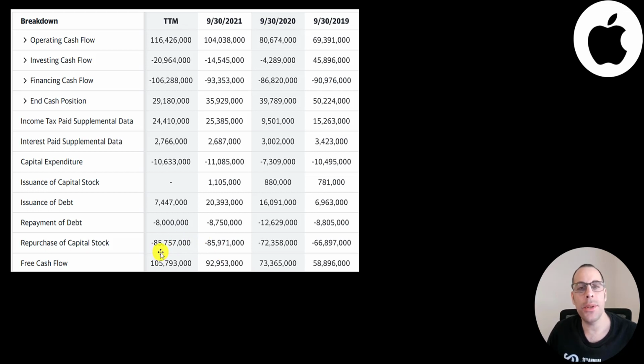They do pay a small dividend, but most of their free cash flow is used to buy back stock. They bought back $86 billion in the trailing 12 months, $72 billion in 2020, and $67 billion in 2019. When a company buys back its own common stock, it decreases the shares outstanding and makes your shares more valuable.